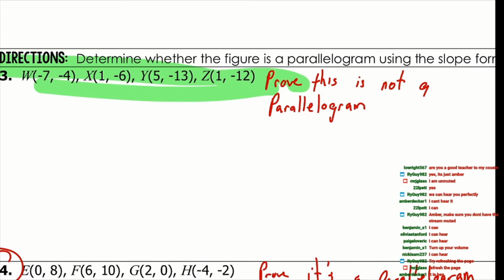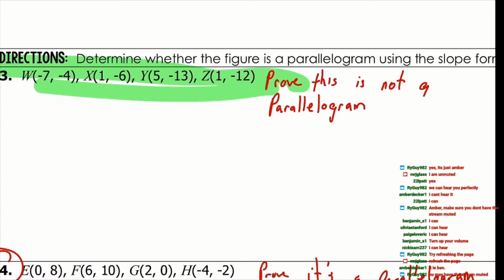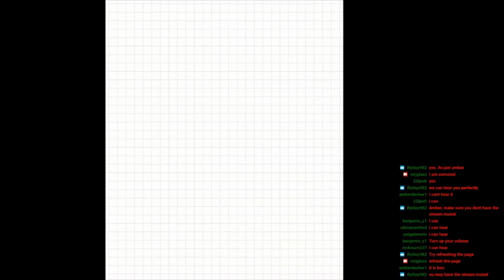While Amber tries to get her sound going, we can proceed to graph these 4 points on our graph paper. So while she's figuring that out, let's start graphing this.